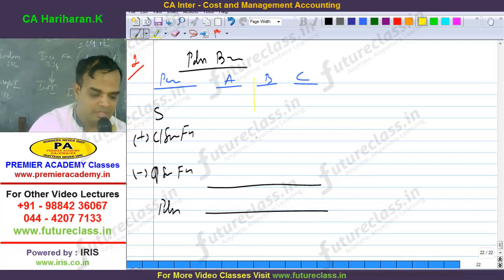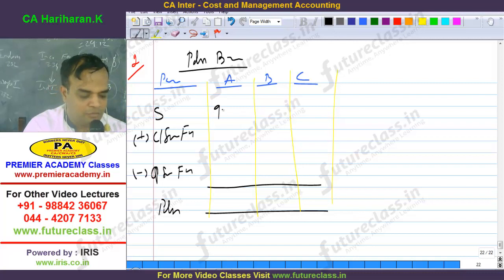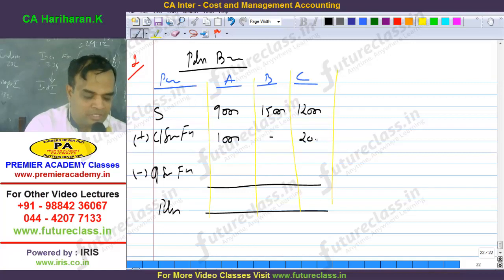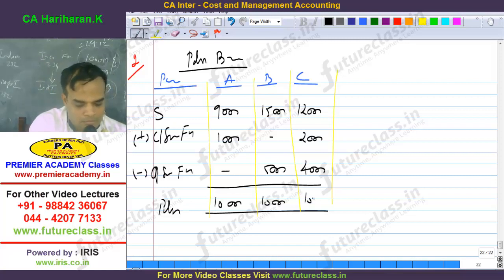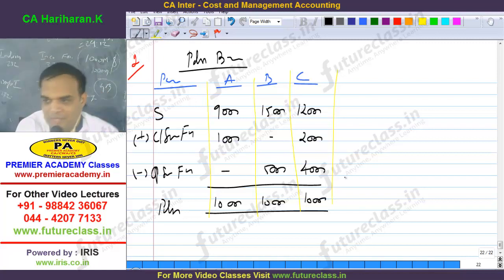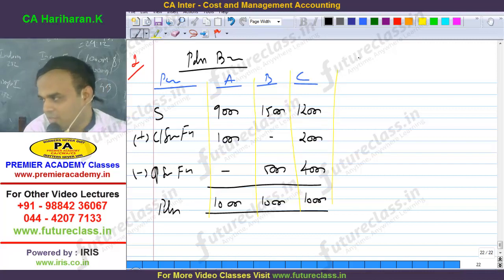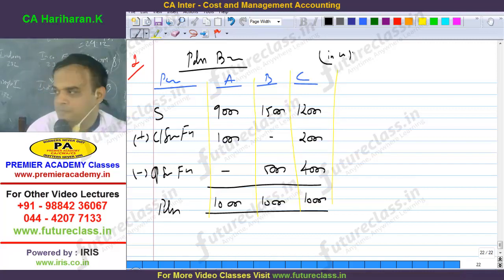Now, listen carefully. Sales for A is 9,000, for B 15,000. Closing stock is given: A 1,000, and C 2,000, whereas opening stock is given for B and C. Therefore, production comes to 10,000 each for A, B and C. In units. Understood?